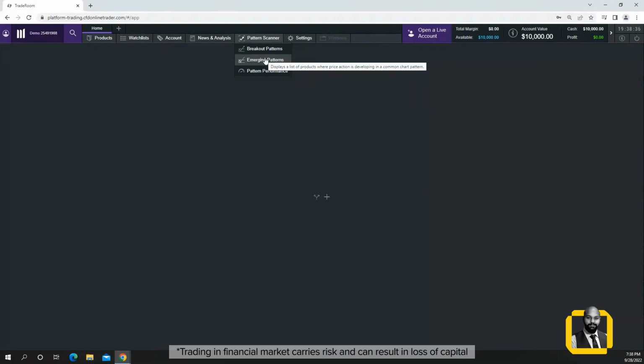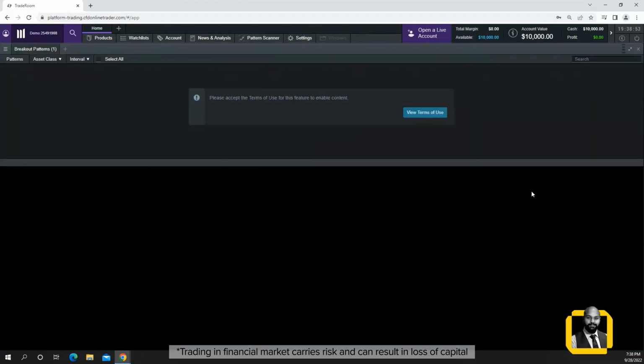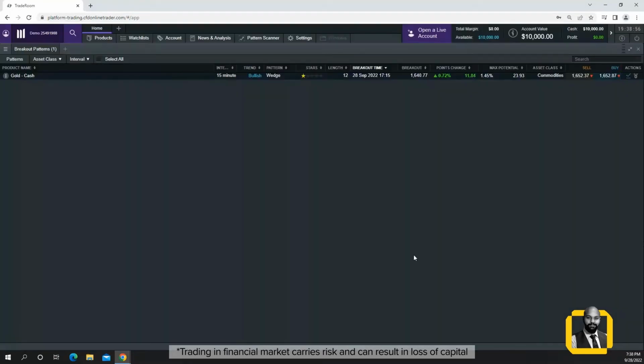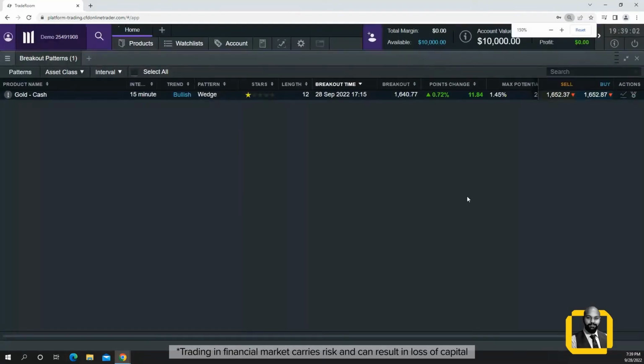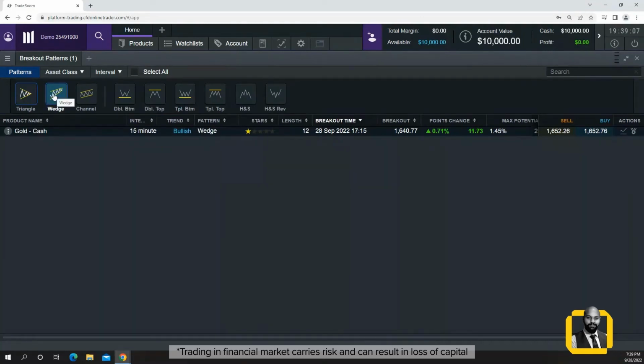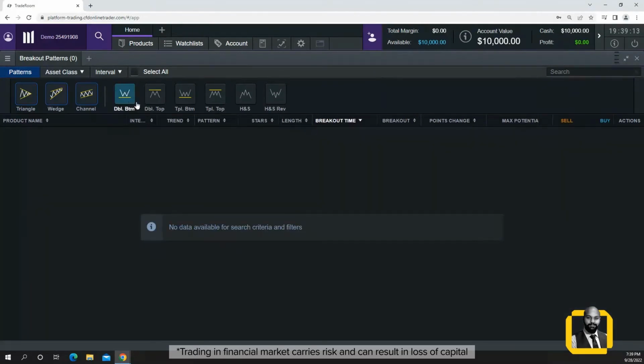If you'll remember from the basics that we discussed, a breakout pattern is only once it comes out of the range is when you get the opportunity. And these are patterns that help you identify breakouts. So I'm going to click on breakout pattern for now. Just make this bigger. All right. So we have breakout patterns. What are the different types of patterns which we saw earlier? Triangle, wedge, channel. I'm going to select all of them. You have double bottom, double top, triple bottom, head and shoulder.